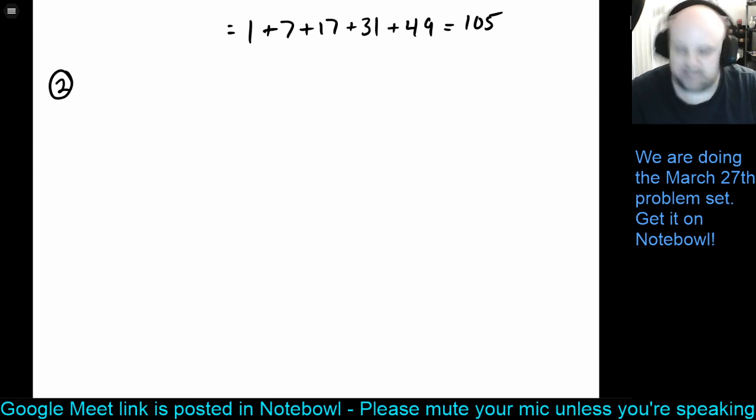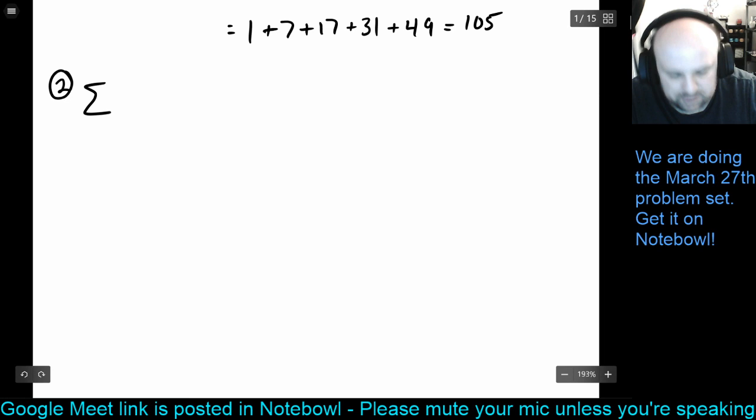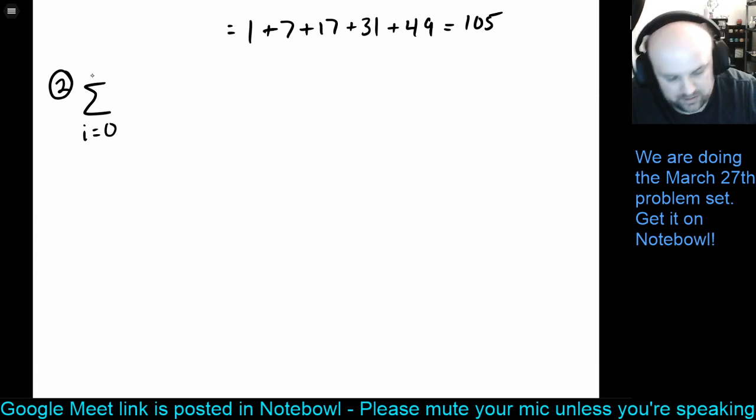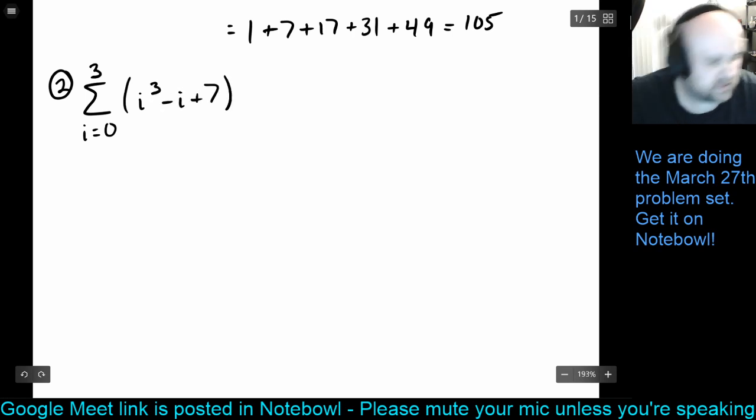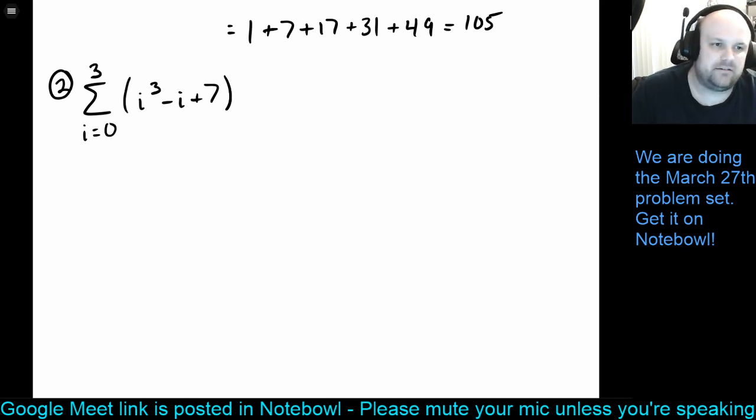All right, excellent. So I think what I'm going to do is I'll write the next problem here. And again, this should have been i equals 0 on the bottom. The sum for i from 0 to 3 of i cubed minus i plus 7. Go ahead and try this one out on your own real quick. See what you can get, and then we'll go through the solution in a minute here.